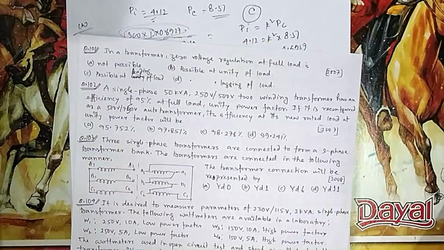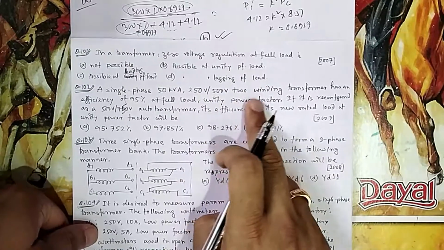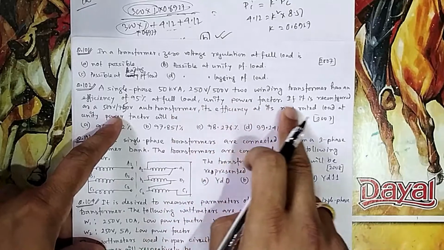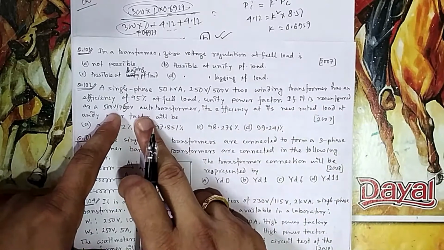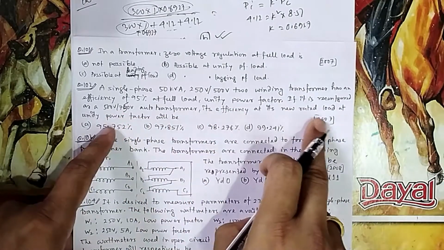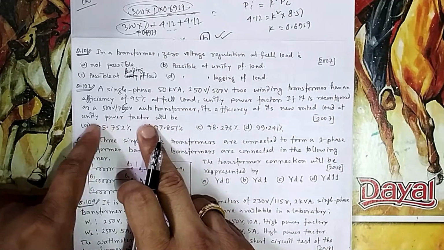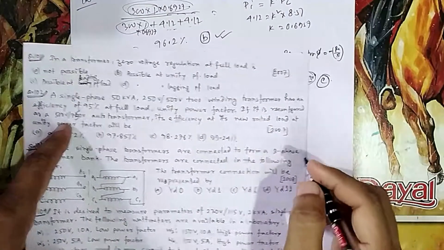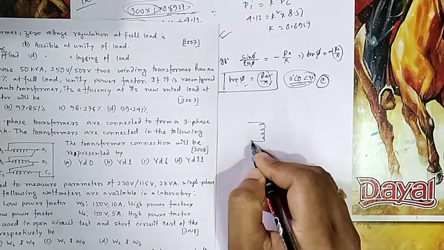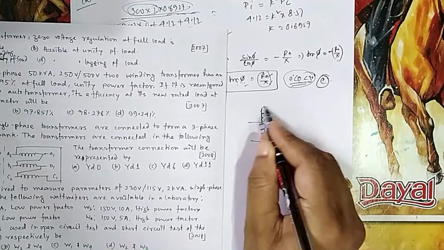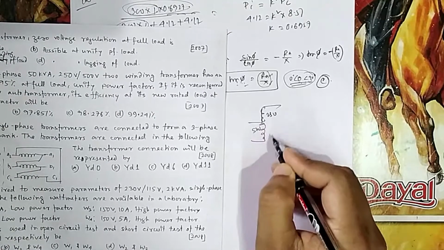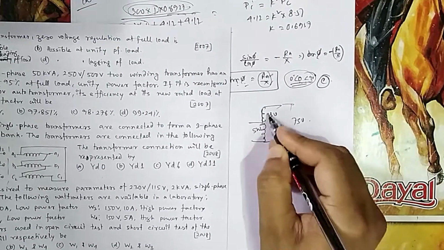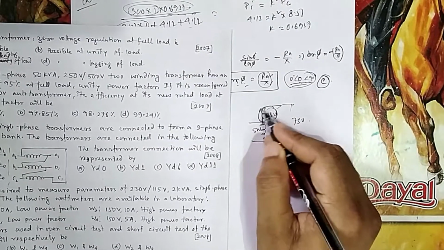Now if you come to 102: a single phase 50 kVA, 250 V two winding transformer has an efficiency of 95% at full load, unity power factor. If it is reconfigured as a 500 V by 750 V auto transformer, what is its efficiency at the new rated load at unity power factor? So what is the new rated load? Since this winding is 500 and this is 250, the total winding you are getting is 750. So what is its rating? 750 multiplied by the current that this winding can allow.